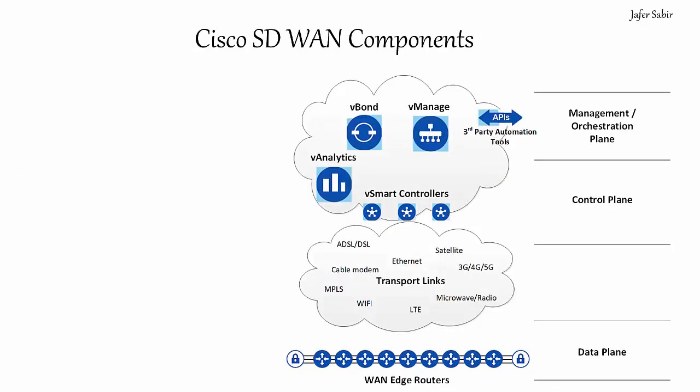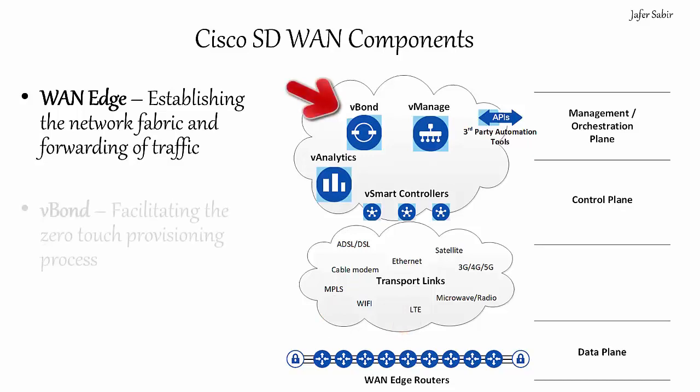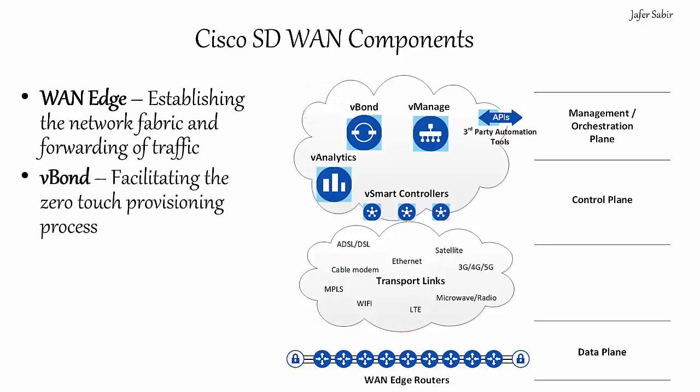SD WAN components. So let's have a look at the SD WAN components, which makes all of this happen. SD WAN is broken into 4 main components which sit within the 3 different planes, which are the WAN Edge routers, which are part of the data plane and does all of the forwarding of the traffic between the sites. vBond, which sits within the orchestration plane. vSmart, which sits within the control plane, and vManage, which sits within the management plane.